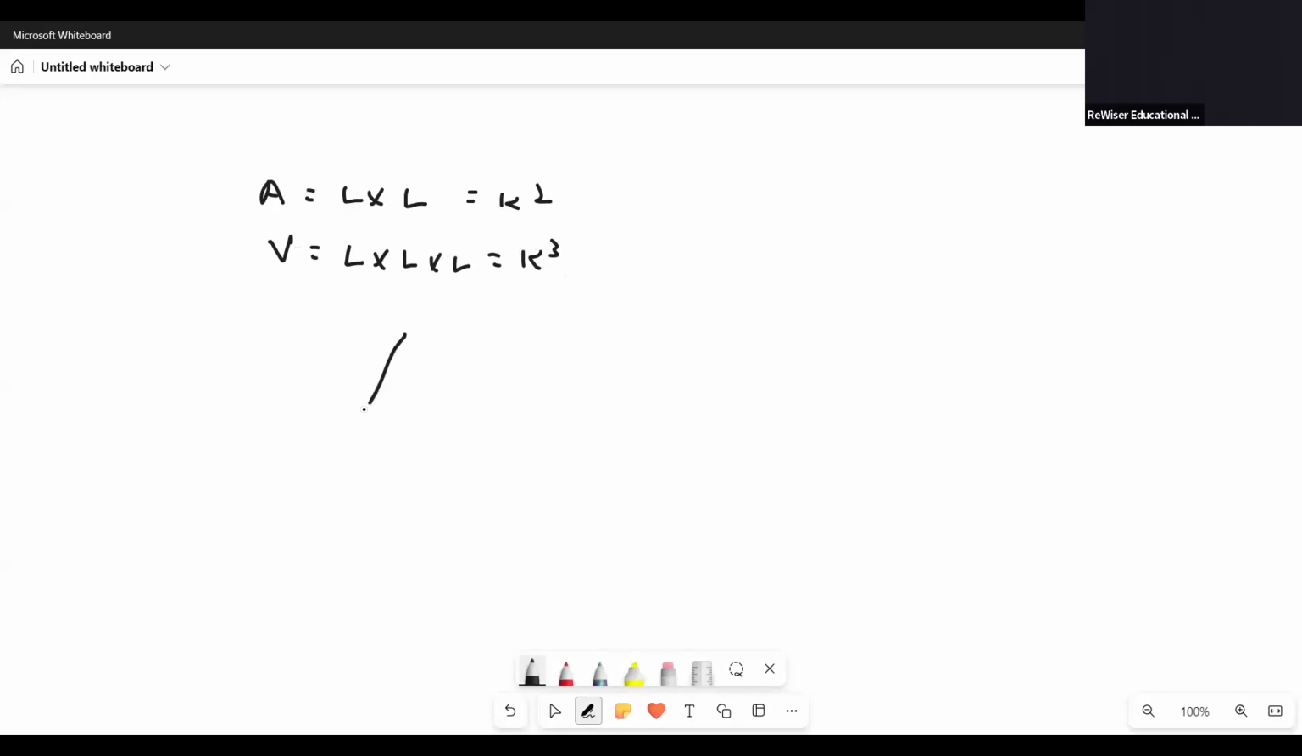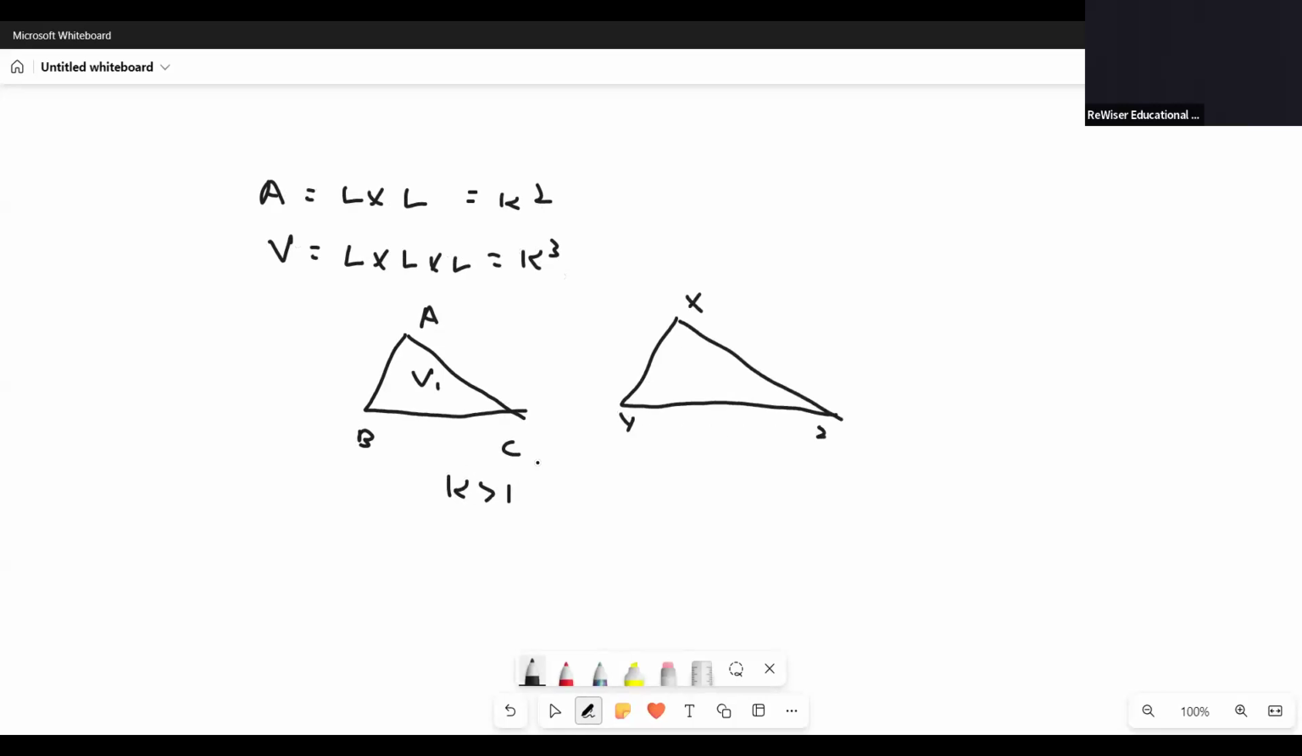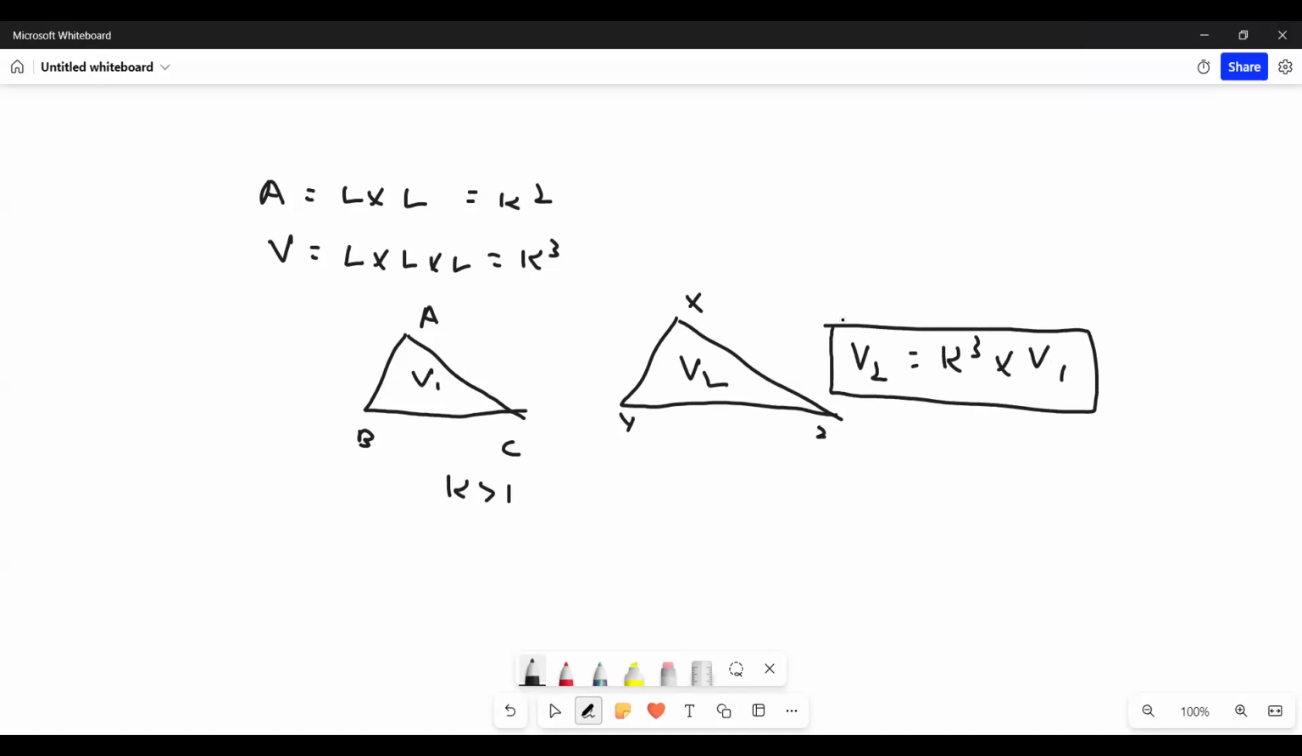So that literally means, again, if there are two triangles, ABC, the volume is V1. Again, it's a larger one, XYZ, and we take K to be greater than 1 as a scale factor, and that's the volume V2. So volume V2 will be given as K cubed times V1, right? Got that? Yes. So let's practice a few questions based on this as well.